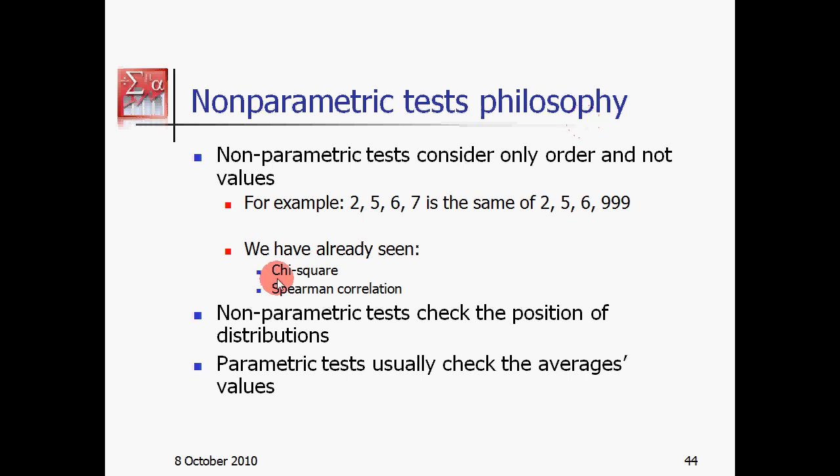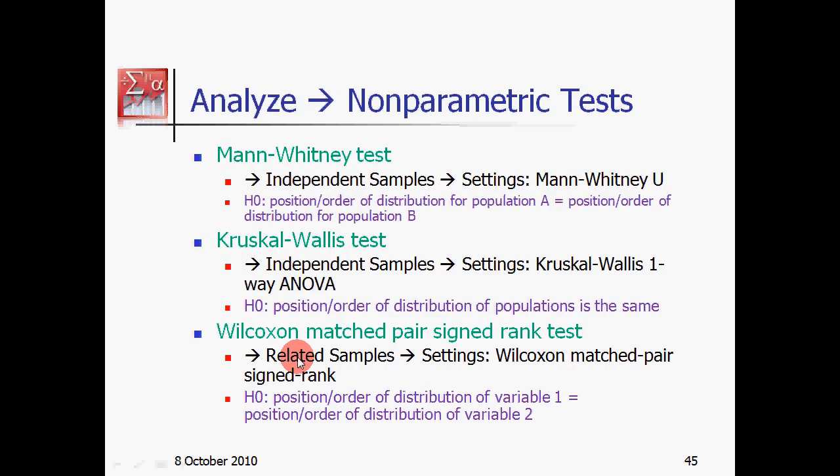Okay, we have already seen chi-square and Spearman correlation. So let's see the other ones. The non-parametric tests always, as you can see from here, look at the position of the distribution. So the fact that this person is the last one doesn't matter whether it has 6, 7 or 999, while parametric tests look at the numbers, many times they check the average values. Let's see the three non-parametric tests that we will discuss. Mann-Whitney.